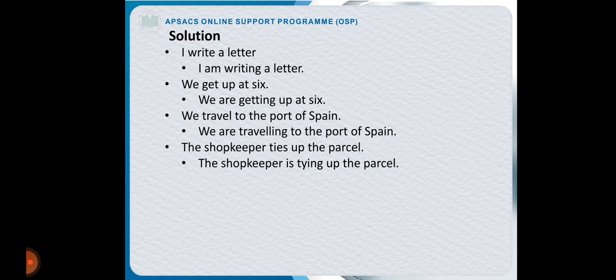I write a letter. This sentence is a simple present tense sentence. Why? Because it does not have a helping verb and its main verb is written in its first form. In order to convert this into a continuous sentence, we use the helping verb am followed by the ing form of main verb. I am writing a letter.